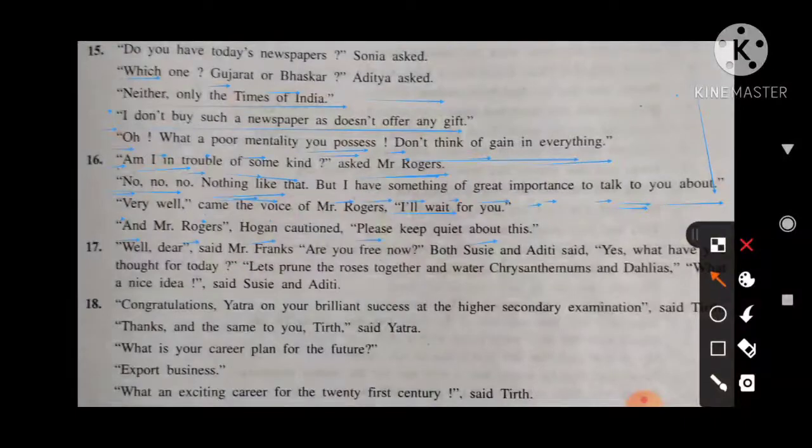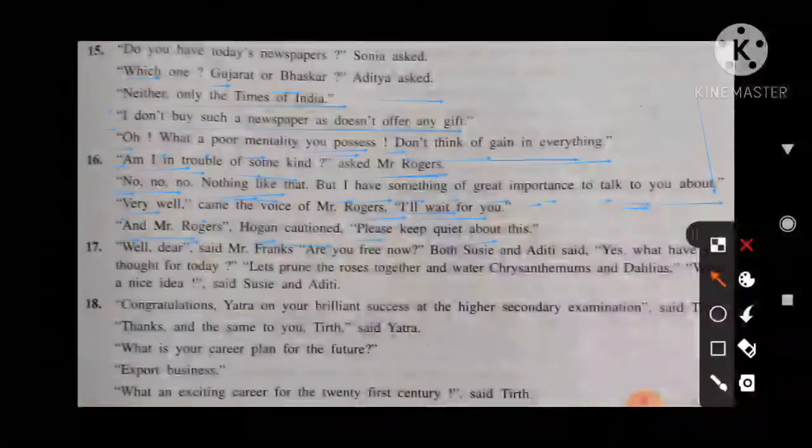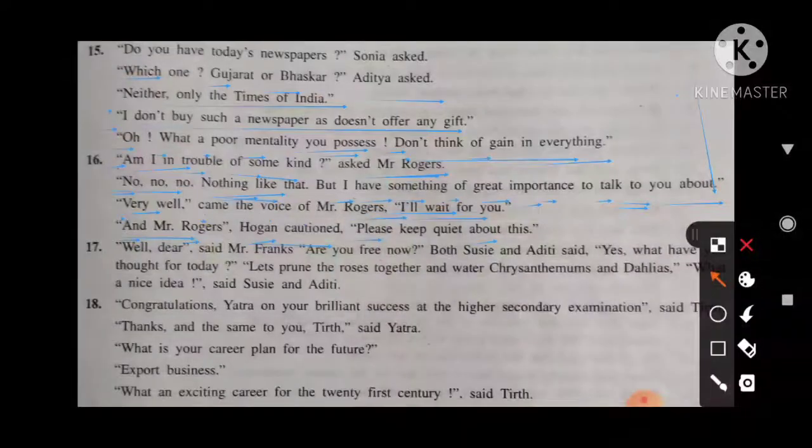Mr. Rogers' confirmation came in low voice, very well, and he added that he would wait for him. And Mr. Rogers, Hogan cautioned. So Hogan cautioned with request to keep quiet about that.